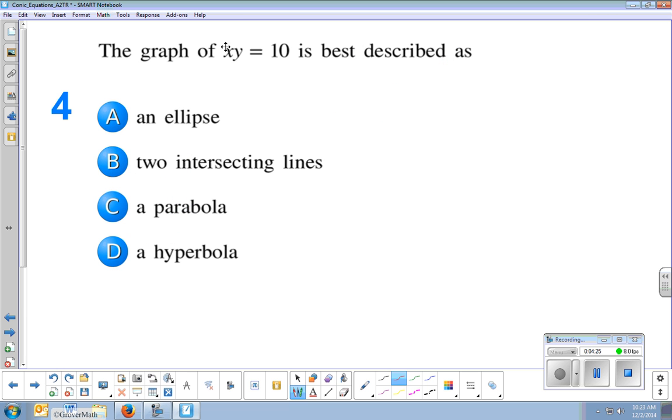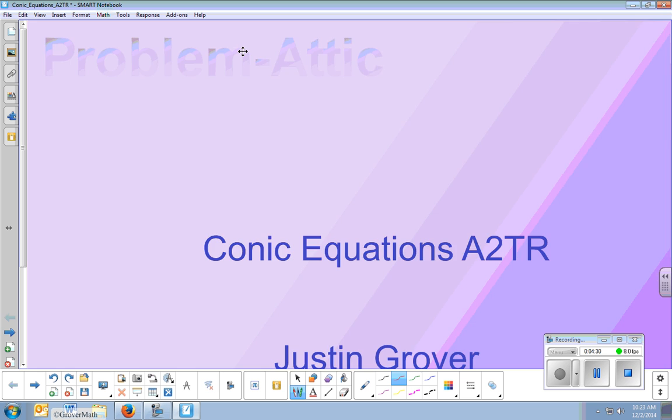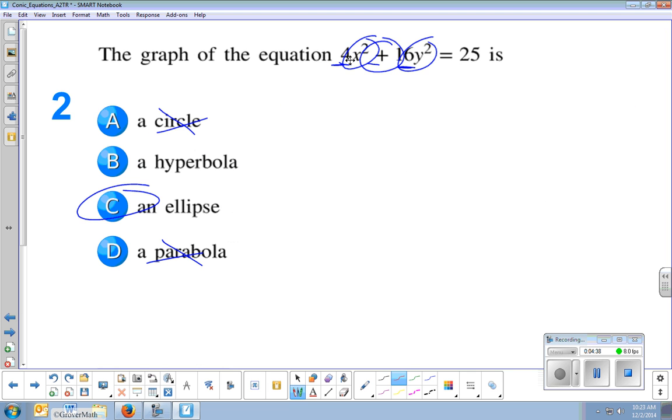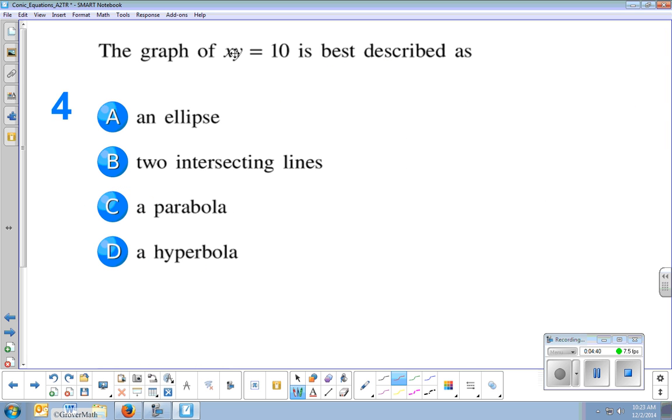One more. xy equals 10. No variables are squared, so that means now I'm looking at either a linear or inverse variation, 0 variables squared. Are x and y being multiplied? This is x times y, not x plus y or x minus y. So x times y means this is inverse variation. And that is a form of a hyperbola.